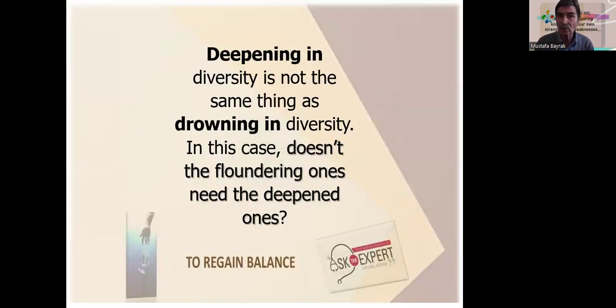Deepening in diversity is not the same thing as drowning in diversity. Drowning is failure. In this case, don't the floundering ones need the deepened ones, deepened scholars, for example? Yes, certainly, the floundering ones really need the deepened ones to regain balance.